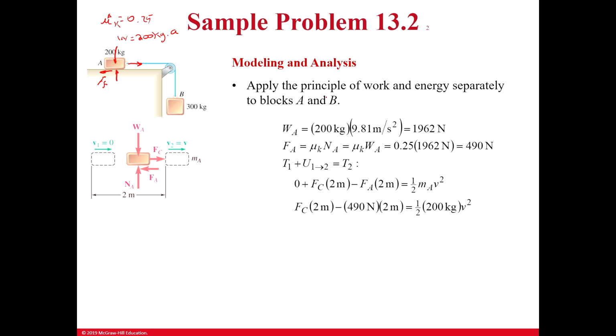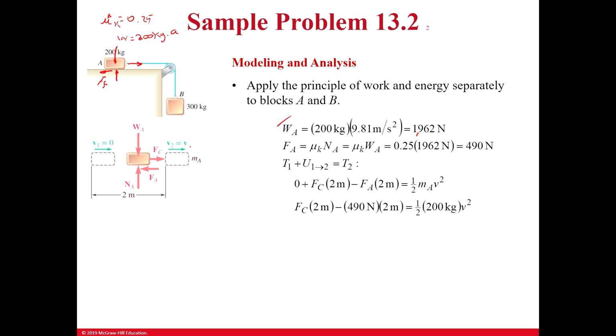So let's build the equations. That's the first thing we need to know how to do. The weight is 200 kilograms times the acceleration, so 200 times 9.81 equals 1962 newtons. That is 1962 newtons, which is the first thing that's given. You can do the same thing for block B, but we'll do it in a few minutes.